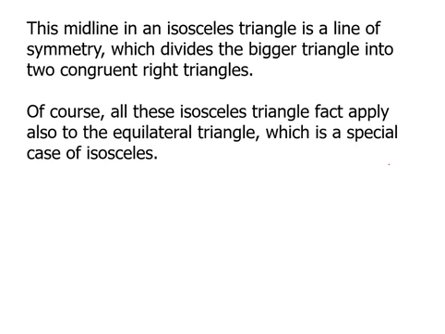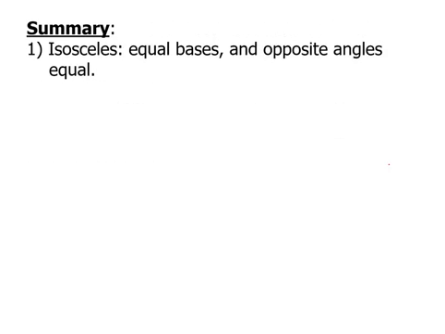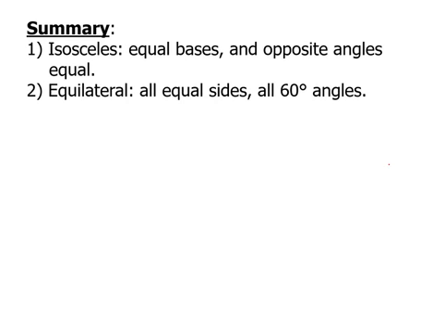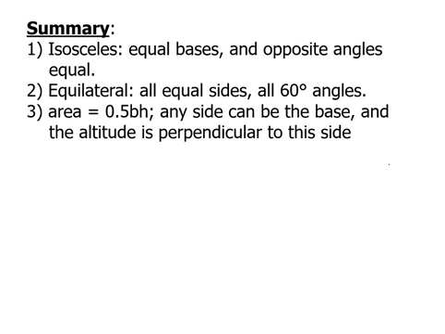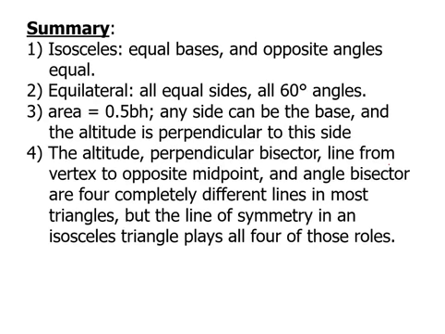Of course, all these triangle facts apply to the equilateral triangle, which is a special case of isosceles. In summary, an isosceles triangle has equal side lengths and opposite equal angles. Equilateral triangle has three equal sides and all 60-degree angles. Area equals 1/2 base times height. The base can be any side, and the altitude is perpendicular to that side.